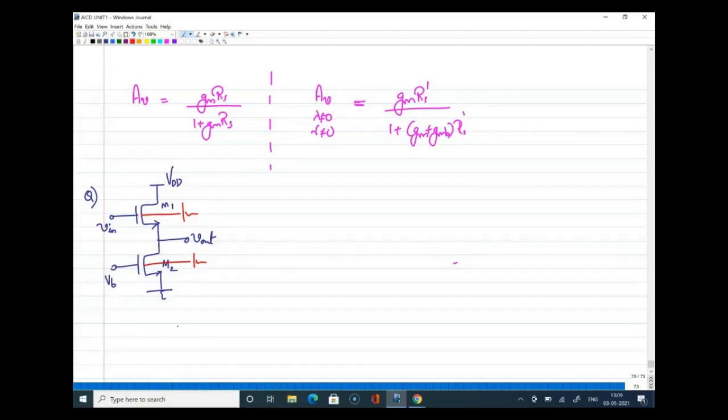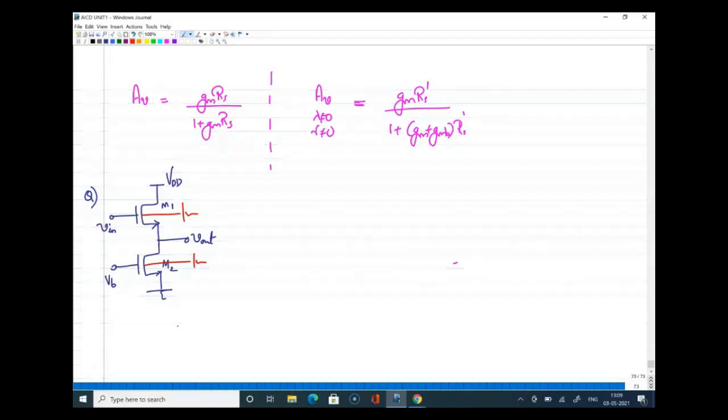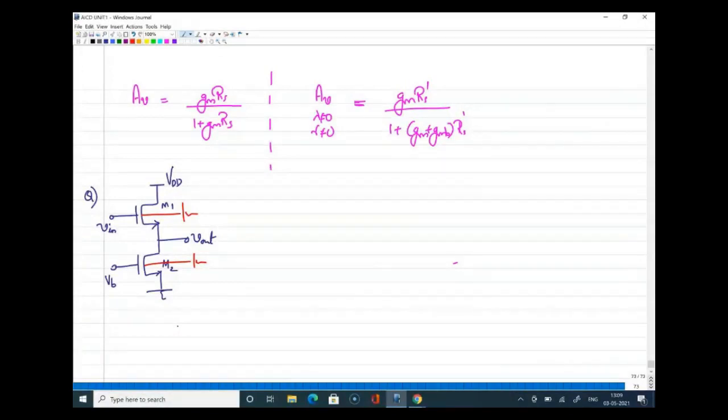You can do it either way. You can go with the small signal equivalent circuit and derive an expression, or use the existing expression, because we already derived it, and substitute in that expression to get the final value. So I am expecting answers from your side.